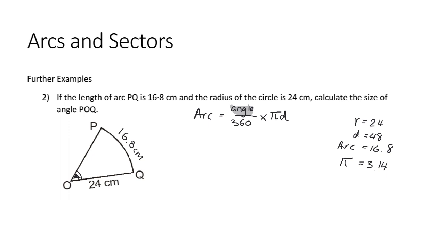So the first thing that I'm going to do is bring the 360 up. And if I'm multiplying by pi d on the right-hand side, when it comes over, it's going to be dividing by pi d. So when I rearrange that, it'll look like the angle equals 360 times the arc over pi d. So all I've done there is I've changed the subject.